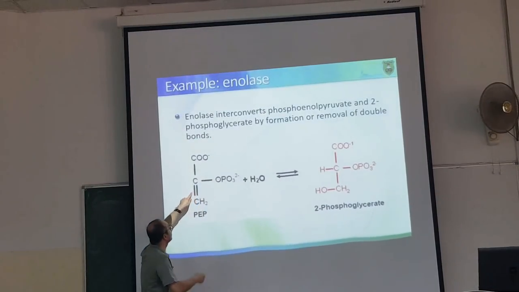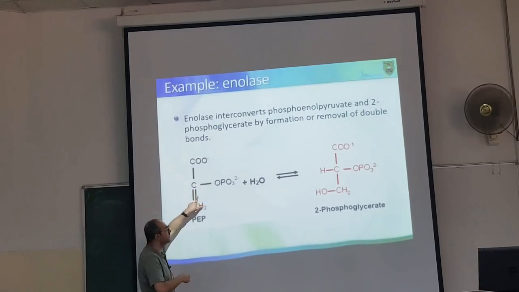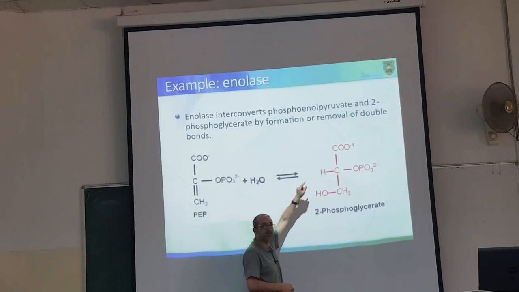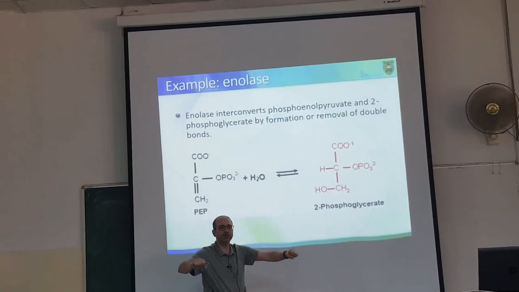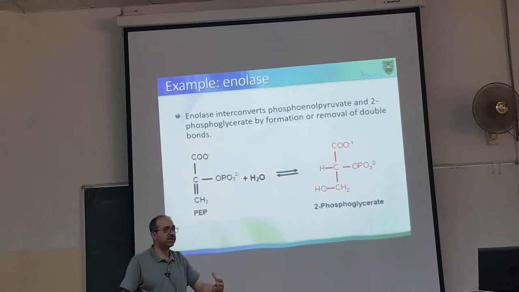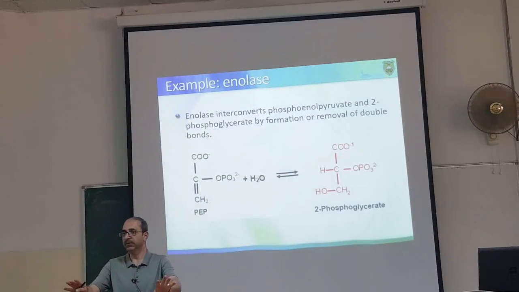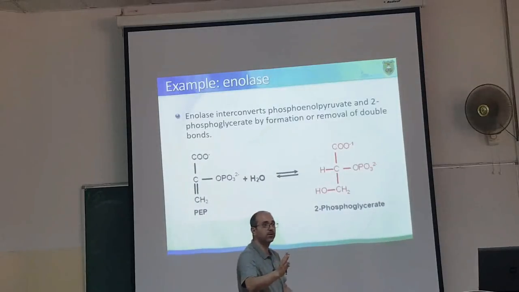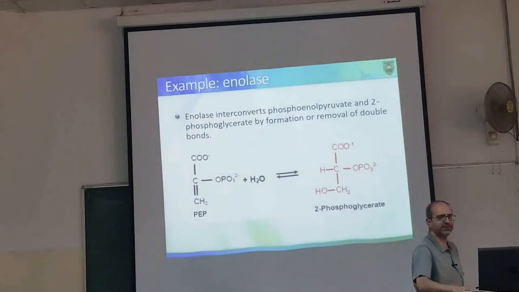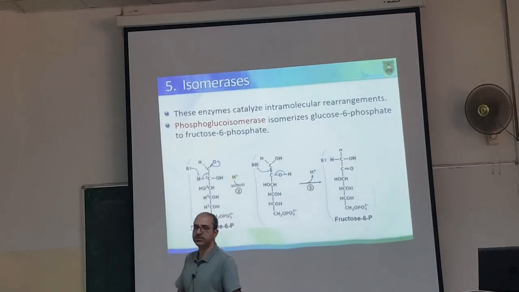But what's important here? I have a double bond right here. So the lyase, what it does is remove this double bond by adding water. It doesn't use water to break up the molecule. It will just shed a double bond. So that's what the lyase does. If it uses water to break up a bond, then it is a hydrolase. In this case, it's not. It's a lyase. Isomerases convert isomers.